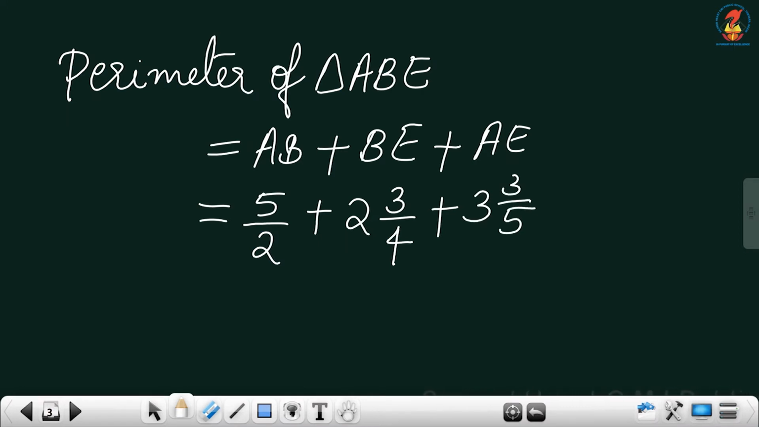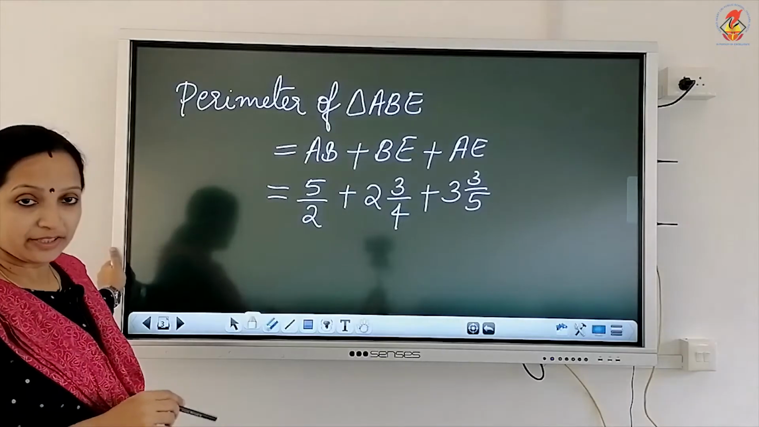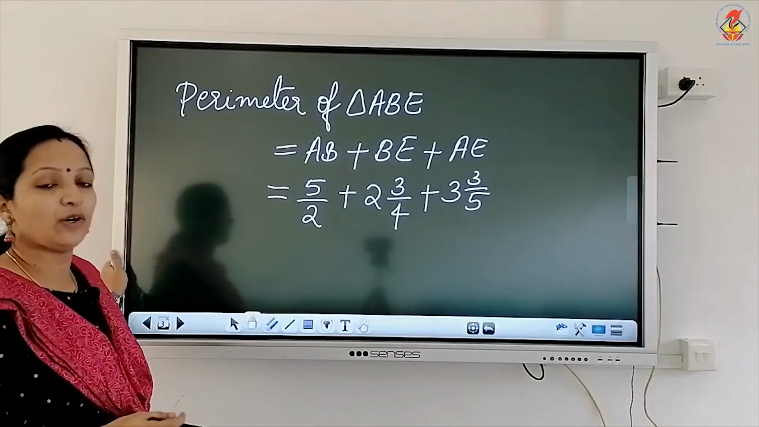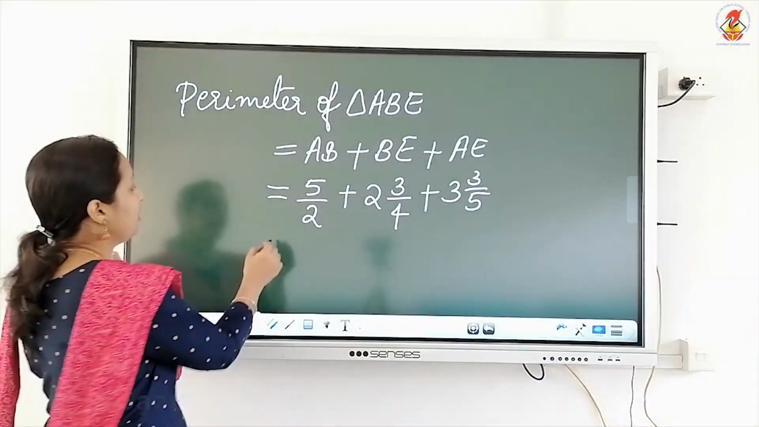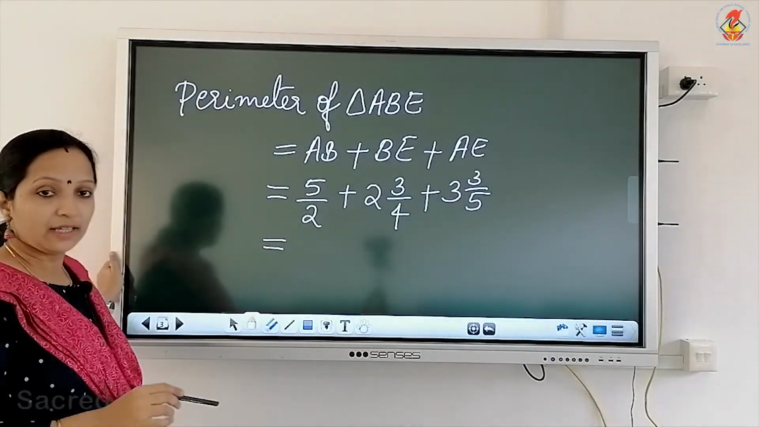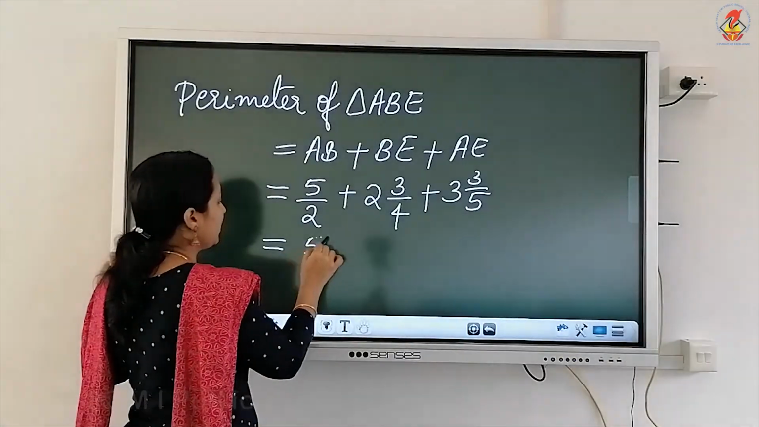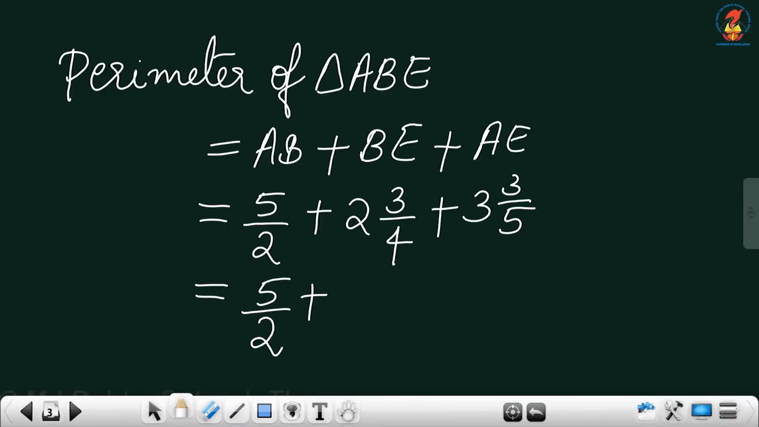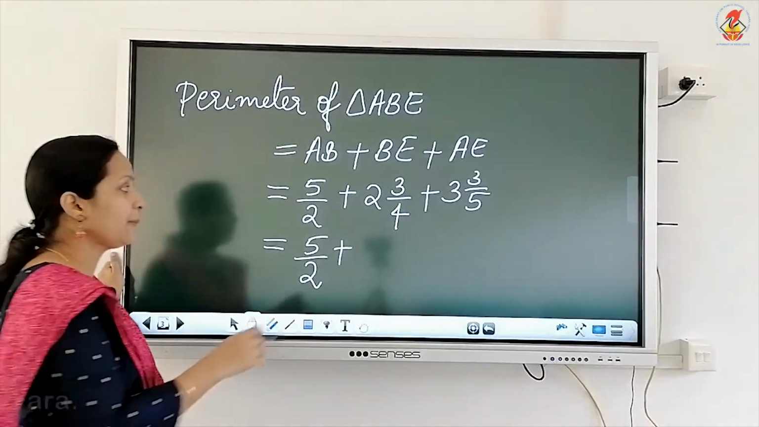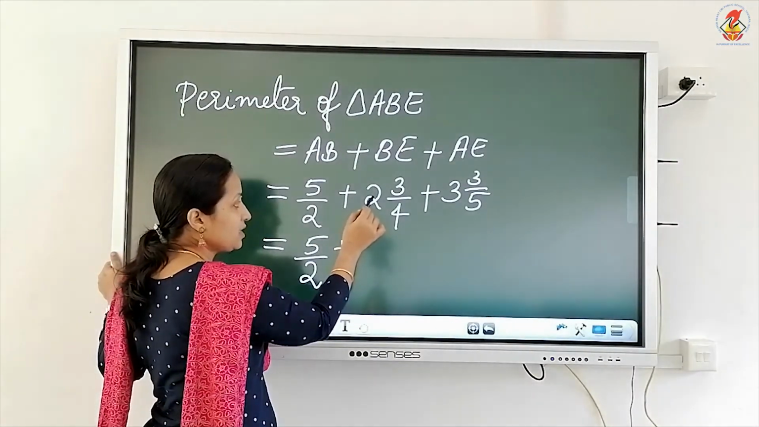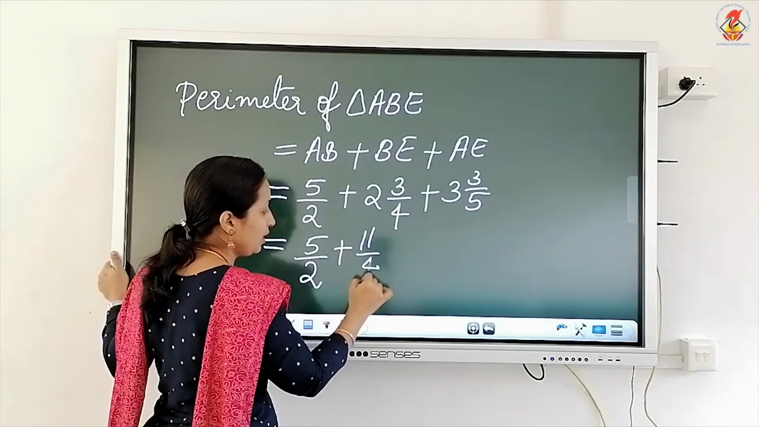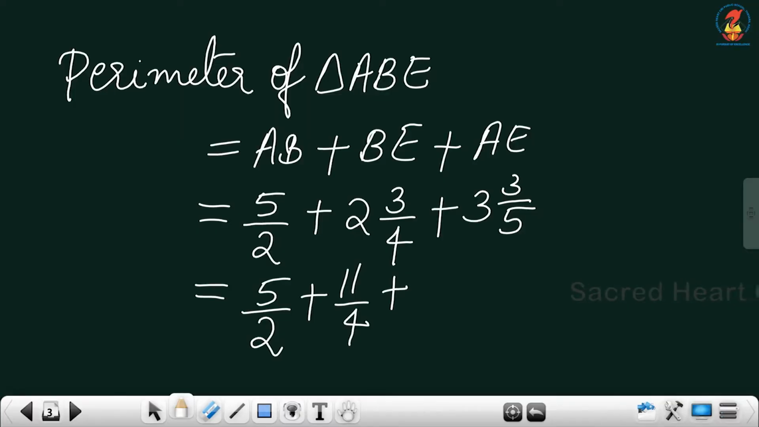We have to find the perimeter of this particular triangle and we already studied perimeter means sum of the length of all the sides of a closed figure. So we have to add all these three numbers. Now before moving to addition, you can see two mixed fractions here, is it? First you convert the mixed fraction into improper fraction. How will we convert mixed fraction into improper fraction? 4 into 2, 8. 8 plus 3, 11 by 4 plus. How will we convert this fraction? 5 into 3 is 15. 15 plus 3, 18 by 5.